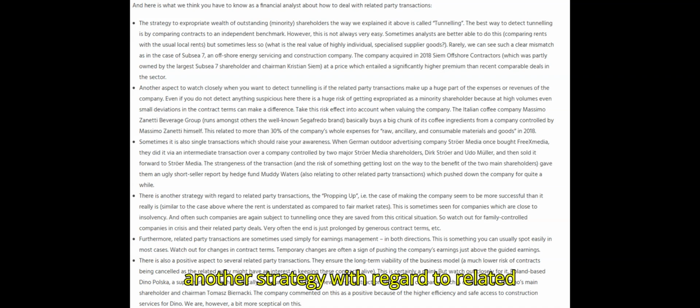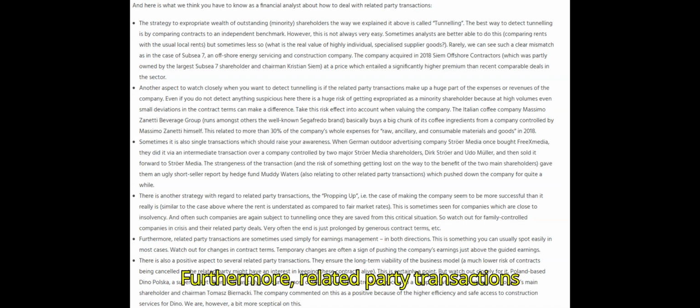There is another strategy with regard to related party transactions, the propping up, i.e. the case of making the company seem to be more successful than it really is, similar to the case above where the rent is understated as compared to fair market rates. This is sometimes seen for companies which are close to insolvency. And often such companies are again subject to tunneling once they are saved from this critical situation. So watch out for family-controlled companies in crisis and their related party deals. Very often the end is just prolonged by generous contract terms, etc.